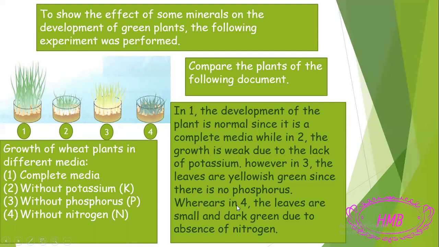Whereas in 4, which is the last container, the leaves, they are small. I have growth but the leaves are small and they are dark green. Why did I get this result? Due to absence of nitrogen, because I don't have nitrogen. So in every container in 2, 3 and 4, the development differs between them because in every container there is one mineral salt that was not available. So of course I have a problem in the development. Okay, we will continue.